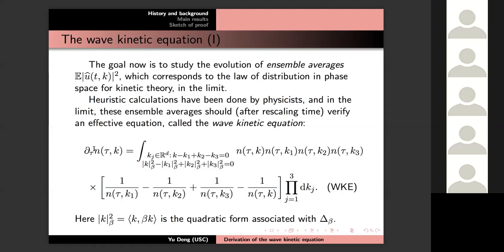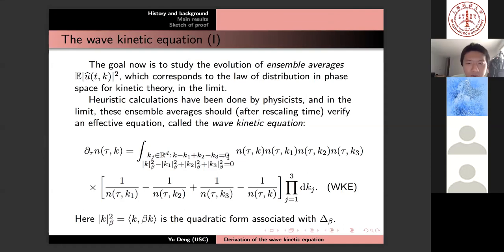Okay, so this d tau of n, where tau is the rescaled time of t, d tau of n at tau and k is equal to the integral over kj, where kj is in R^d, that satisfy these two resonance equations. So k minus k1 plus k2 minus k3 equals 0, which kind of corresponds to Kirchhoff's law. And mod k squared minus mod k1 squared plus mod k2 squared minus mod k3 squared equals 0, and this is a resonance condition.